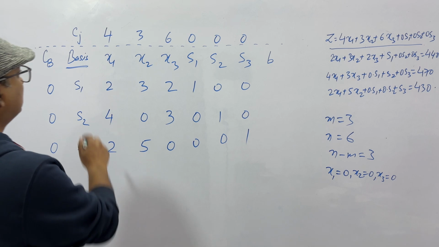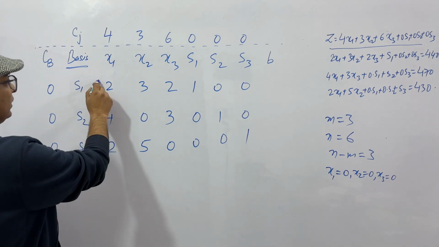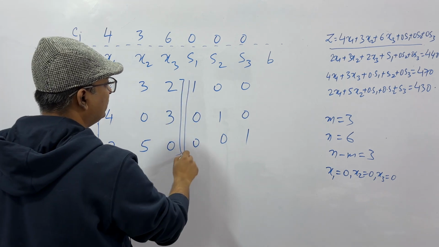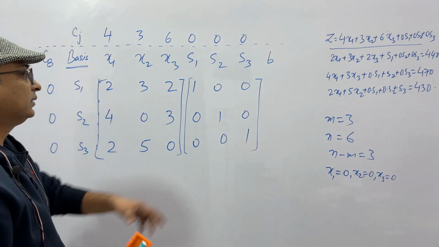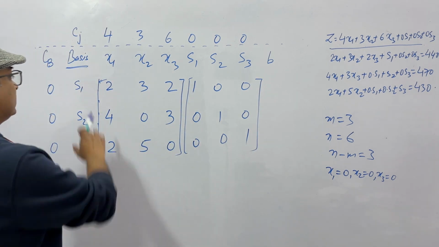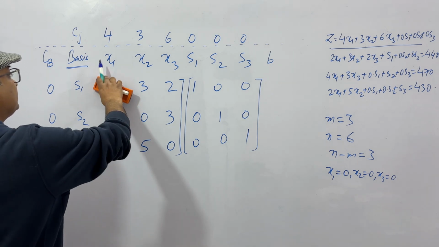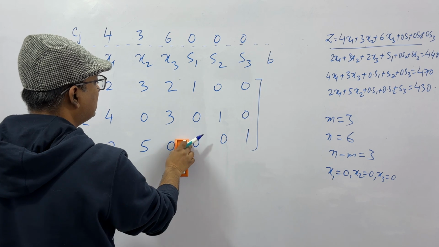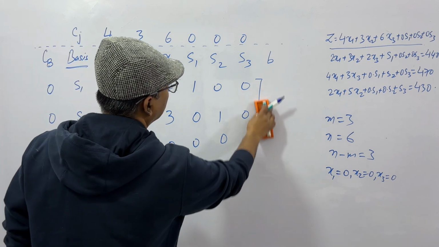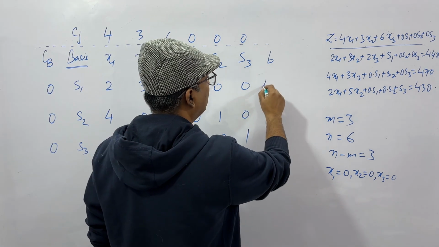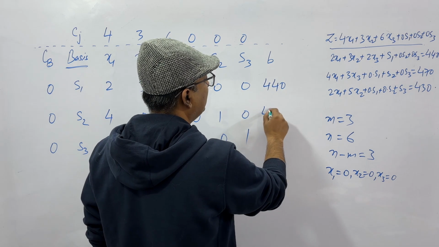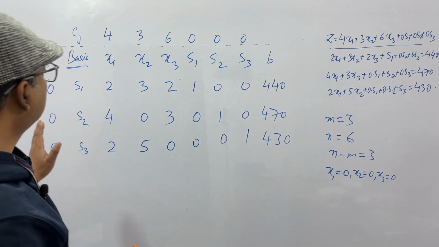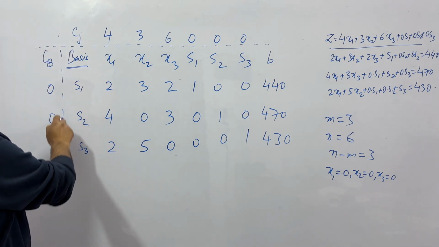Now we call this the body matrix. This one is called the body matrix, and this is called the unit matrix. See, this is a unit matrix. Okay, this is called the body matrix. Clear up till now? So this is how we make the initial basic feasible solution table, and we'll write B here, 440, 470, 430. Okay, so this is our basic table. Clear?